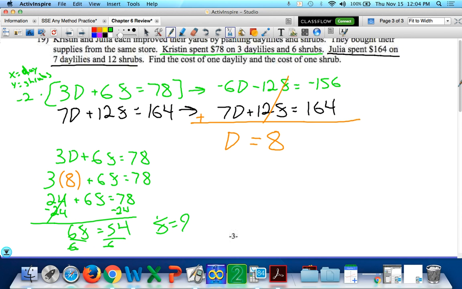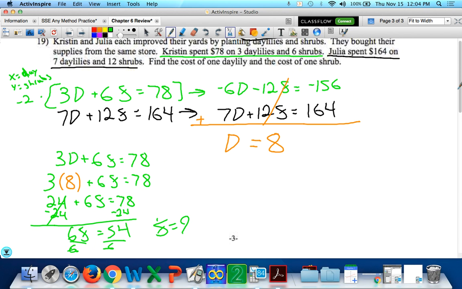Yes, you have technically written out what that is, but your question says find the cost of 1 daylily and the cost of 1 shrub. You should probably write this out in a pseudo sentence whenever you're done, okay? Daylilies, you're going to spell that. Lilies, sure. Cost $8. Shrubs, not much different. Cost $9.